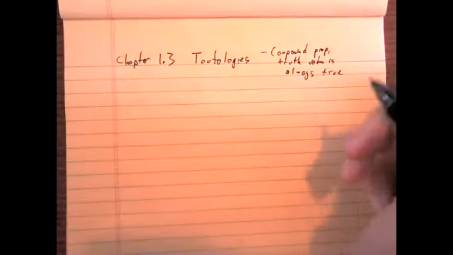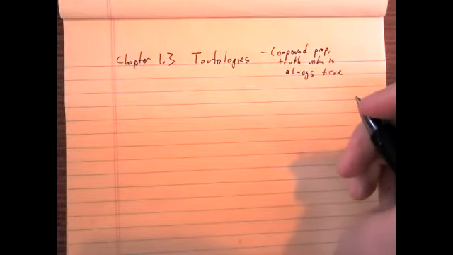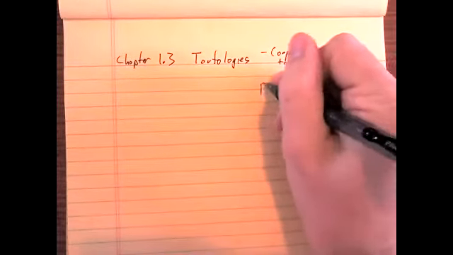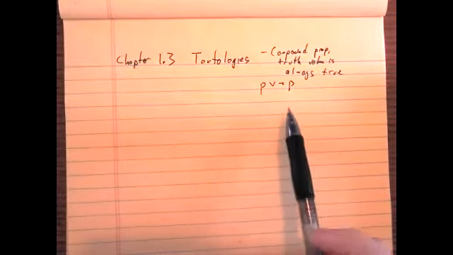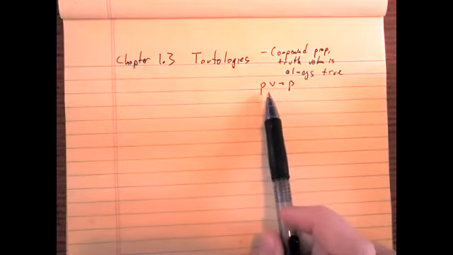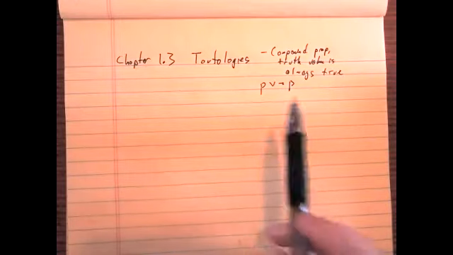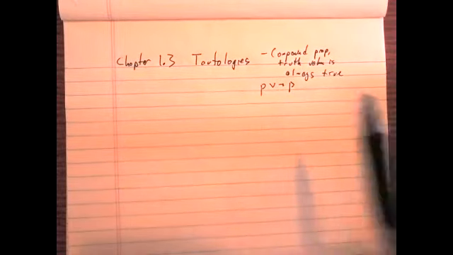Can someone remind me of a way to construct a tautology using the proposition P, for instance? P or not P? Yeah, P or not P. This will always be true because the or returns true if at least one of the two propositions is true, and either P is true or P is false and not P is true. So, okay, this is a tautology.